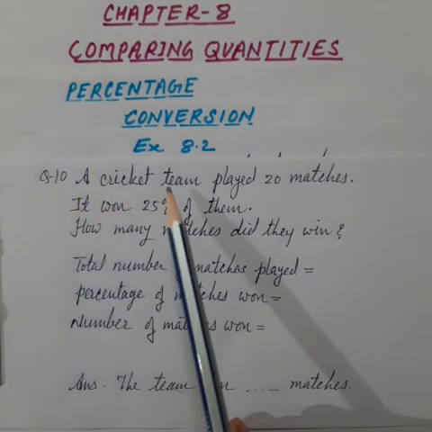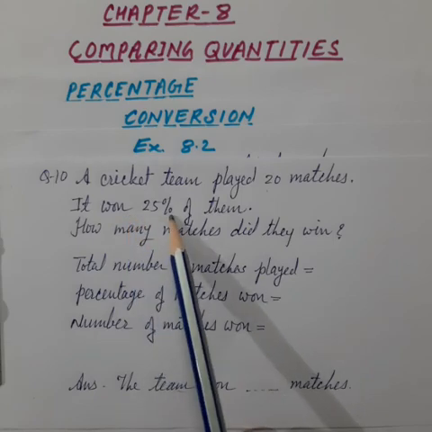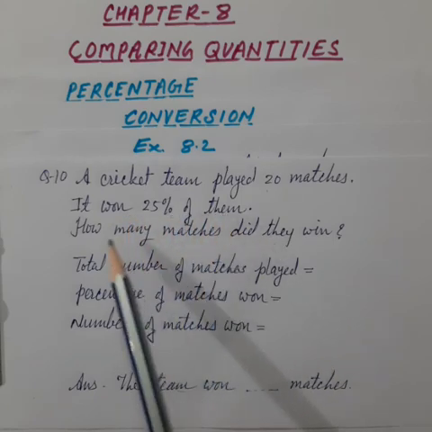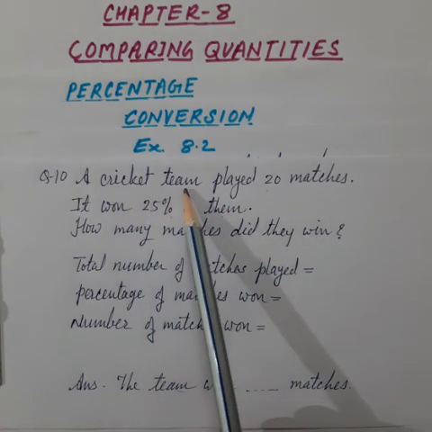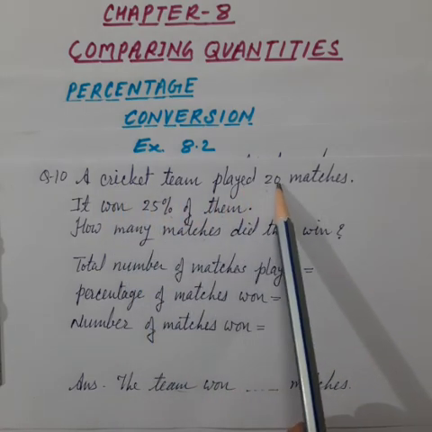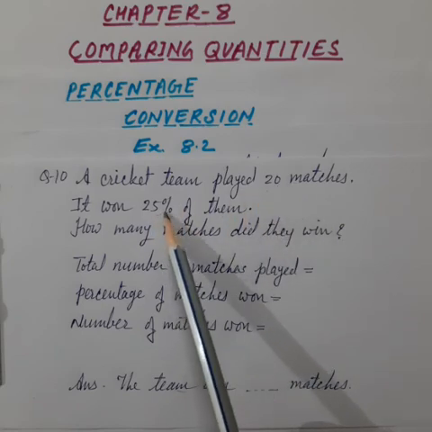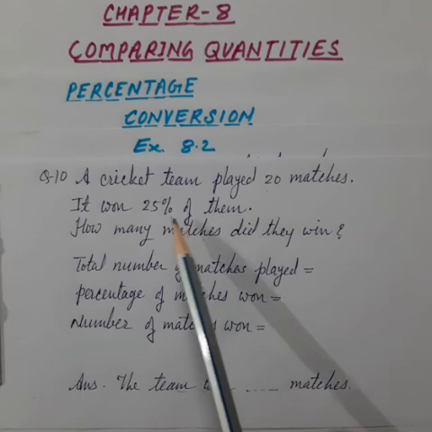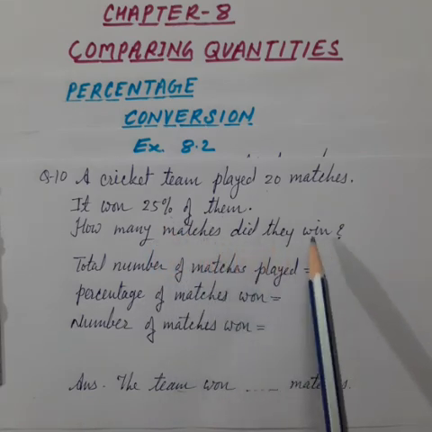Question 10. A cricket team played 20 matches. It won 25% of them. How many matches did they win? A cricket team played total 20 matches. And out of 20 matches, 25% of 20 matches they won. And we have to find how many matches they have won.